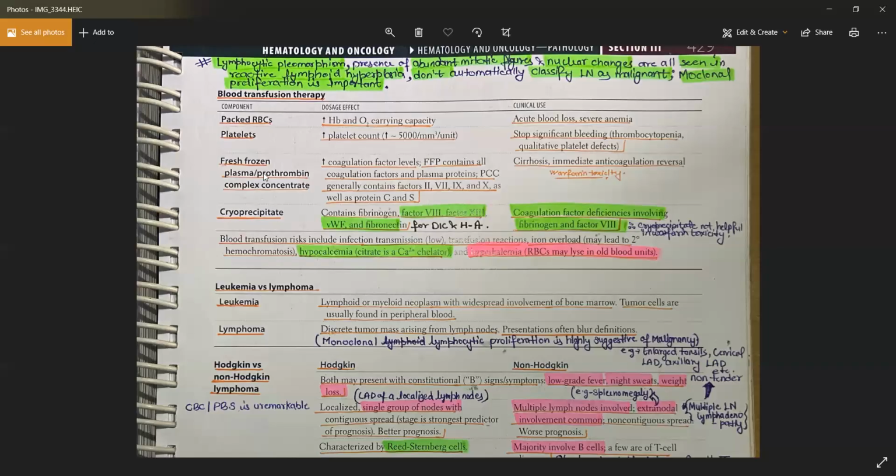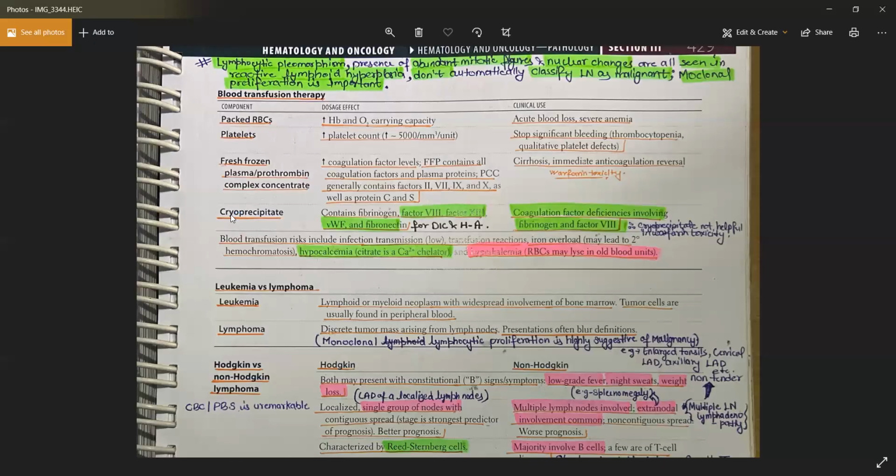Then you have the cryoprecipitate, which contains factor 8 and factor 13, factor 1, and fibronectin. So mainly the common pathway factors it contains. Whenever I have hemophilia, I will try to give the patient cryoprecipitate because it contains factor 8. Very important. And it is not helpful in warfarin toxicity. Again, very important.